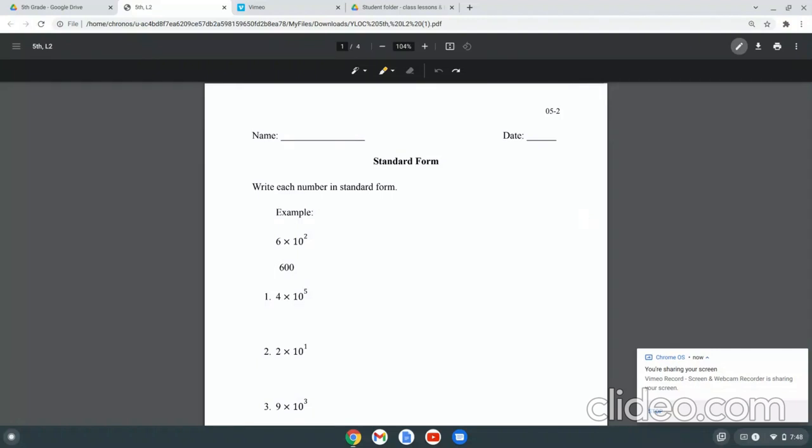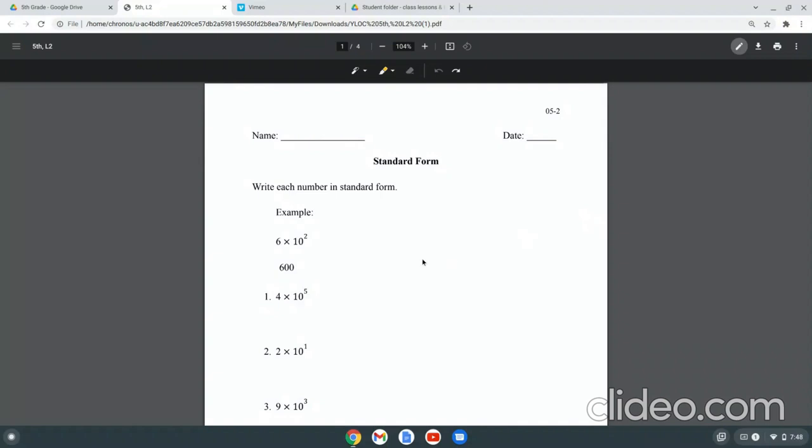Hello, today we'll be doing AriChung 5th grade worksheet lesson 2, standard form. Write each number in standard form.